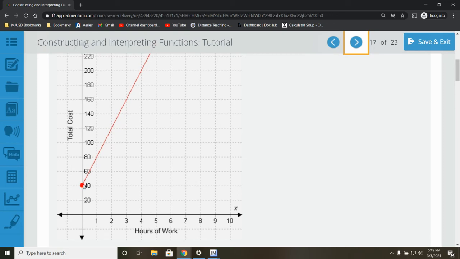40 is on there, and then I see it goes over 1 for an hour worked, and the rise is from 40 to 80. So the rise appears to be from 80 to 120. It seems to be $40 per hour. So initial cost of 40 and $40 per hour.